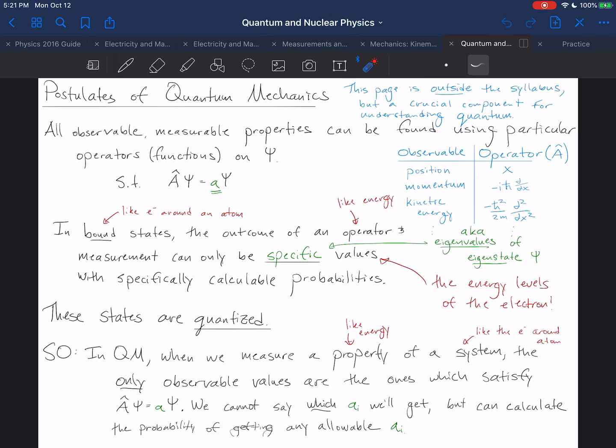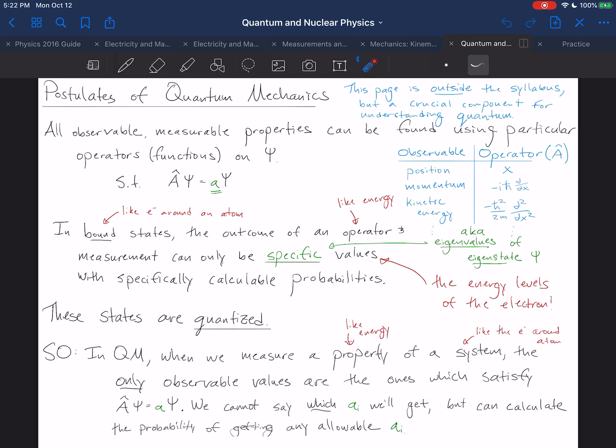So big picture, what does this mean? In quantum mechanics, when we measure a property of a system, the only observable values are the ones which satisfy this equation. We cannot say which of these values we're going to get, but we can calculate the probability of getting any allowable value. The probability part of this is that there are certain values that are allowed, but the probabilities of getting them can be determined by other aspects of quantum mechanics, by a specific calculation. And this is true for any observable property whatsoever.